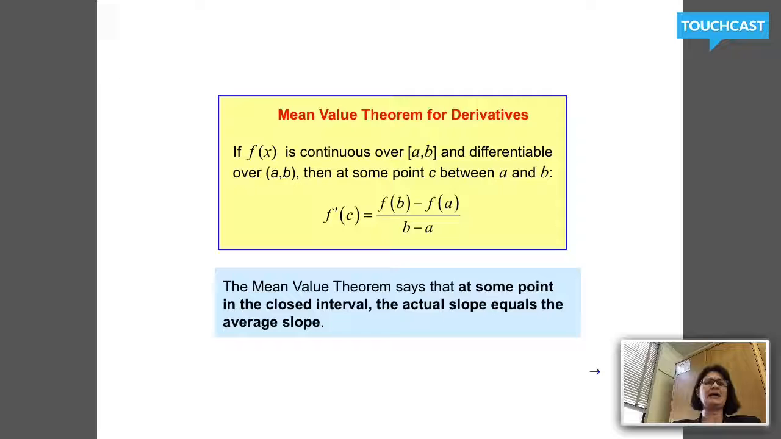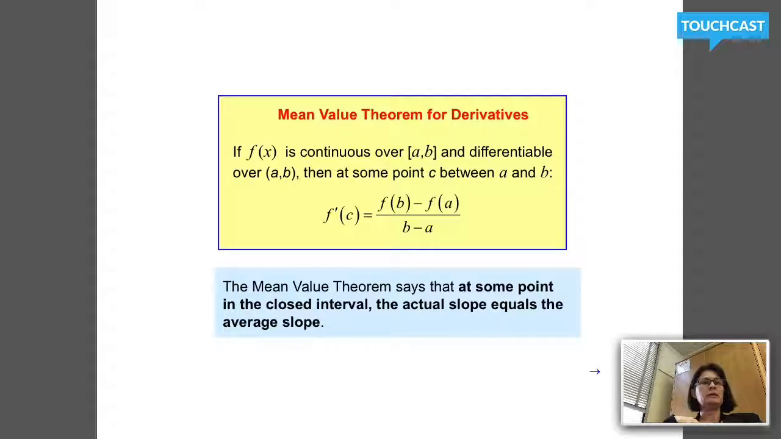So the mean value theorem says that if a function is continuous over an interval [a, b], and remember the brackets mean a and b are included in that interval, and the function f is also differentiable on the interval (a, b), notice here the parentheses mean that a and b aren't included in that interval, then at some point c, there's some x value c between a and b where this must be true. f'(c) equals (f(b) minus f(a)) over (b minus a).